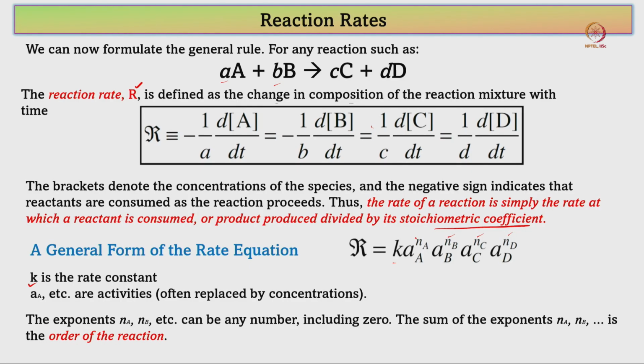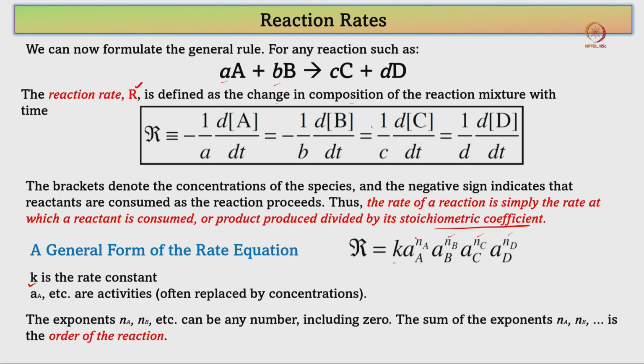N is the order of the reaction. N is a very, very important term called the order of the reaction. And it can be any value from 0 to any bigger number. And we are going to determine this n value, that is the order of the reaction.